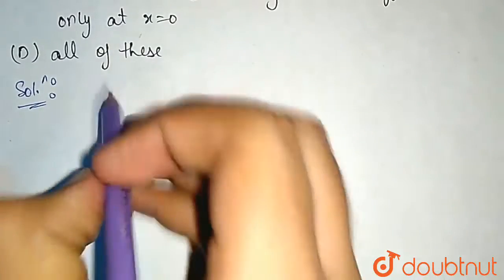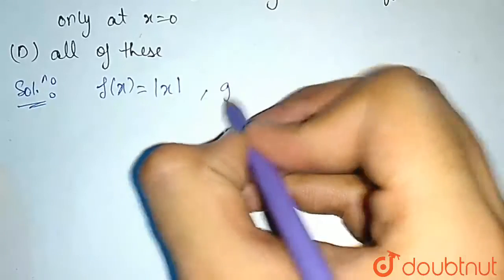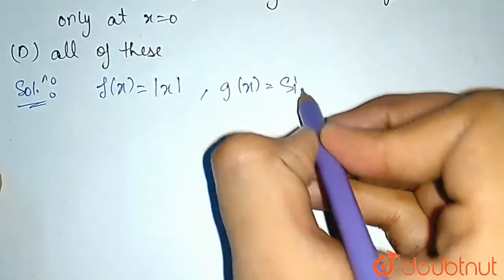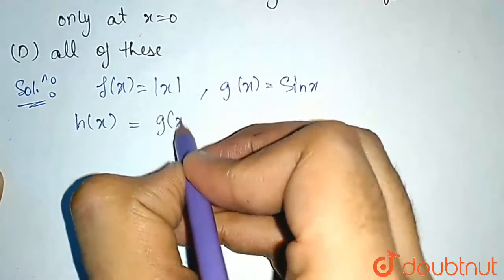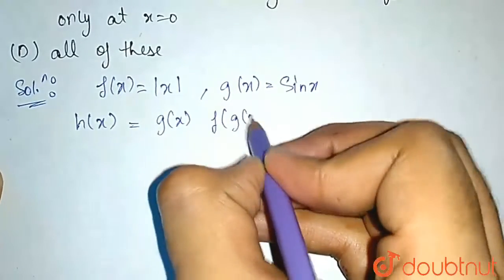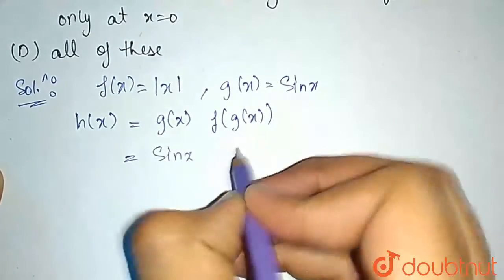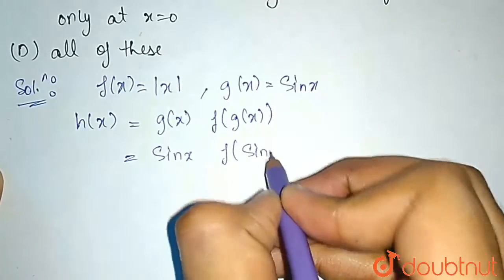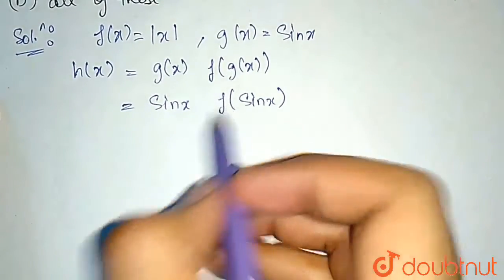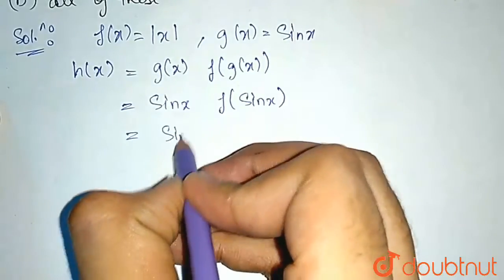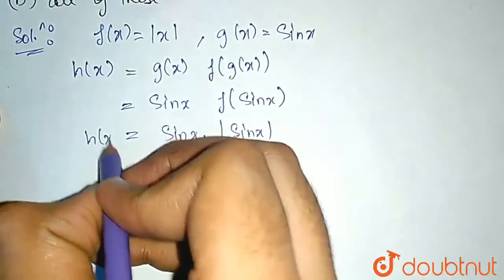So first of all, we have f(x) equal to mod of x, g(x) equal to sin of x, and we have h(x) equal to g(x) into f(g(x)). Substituting the value of g(x) here, we'll get sin x into f of sin x. Now the input of f gives output mod of sin x, so h(x) is sin x into mod of sin x.